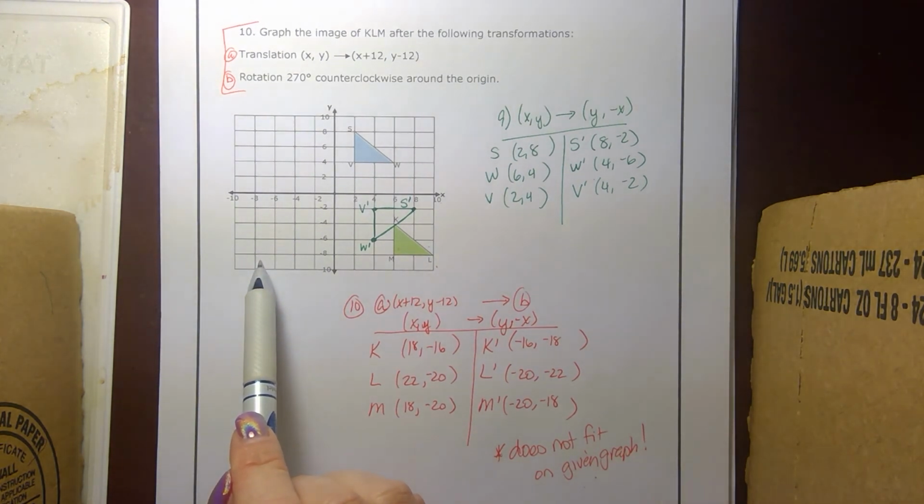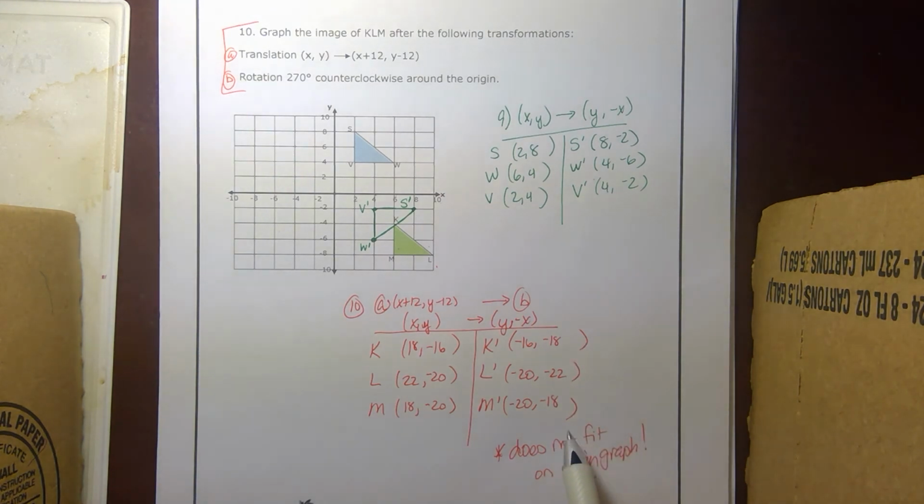All of my X and Y coordinates should be negative. Those are the values that you should have. Like I said, they don't fit on this graph. As long as you know what you're doing, that's good.